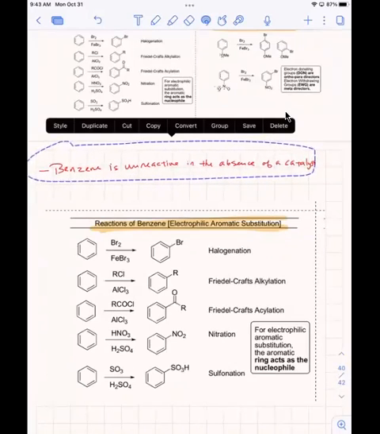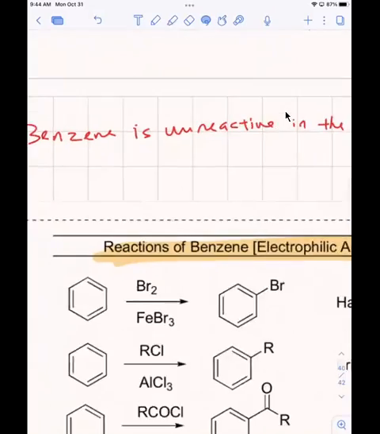All these reactions are endothermic and they all require a catalyst, right? Or they would be endothermic in the absence of a catalyst. So yeah, it's really non-reactive because it does not want to lose that aromaticity.